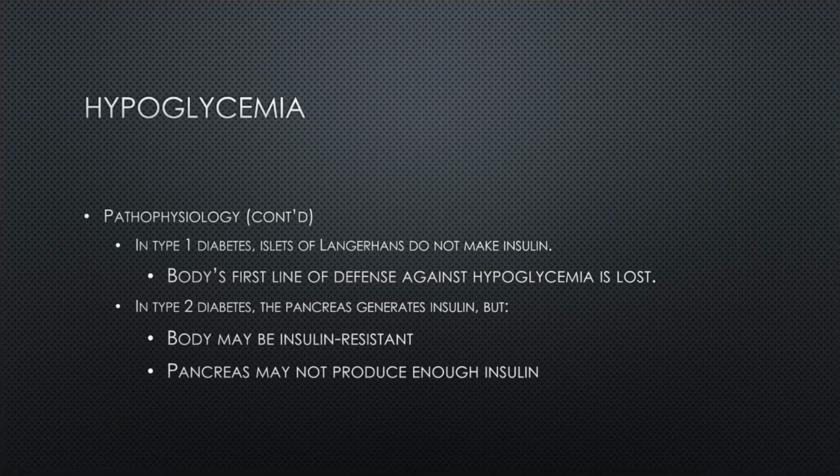In patients with type 2 diabetes, the pancreas can generate insulin. However, their bodies may be resistant to the effects of that insulin, and they may not make enough insulin over time to lower the blood sugar adequately. Medications given to treat type 2 diabetes act by either stimulating the body's ability to secrete insulin or by improving insulin's actions. They tend to contribute to hypoglycemia.